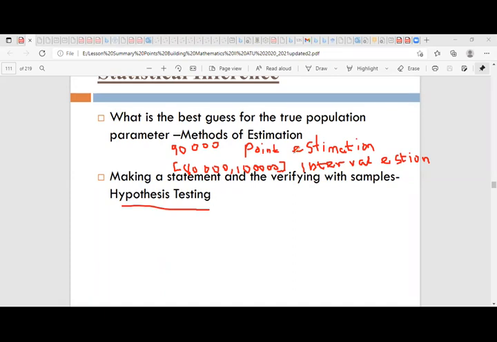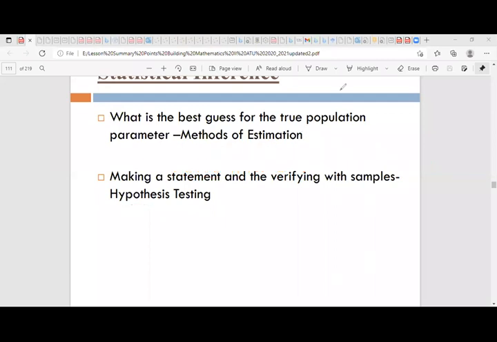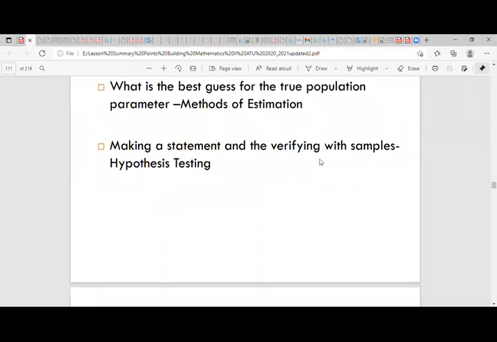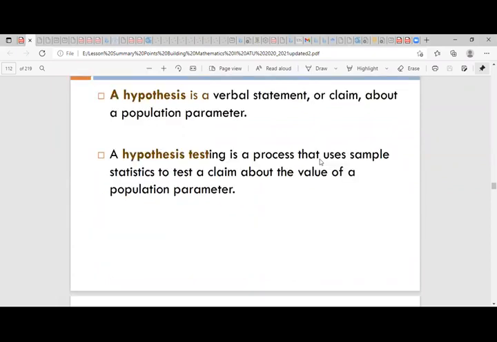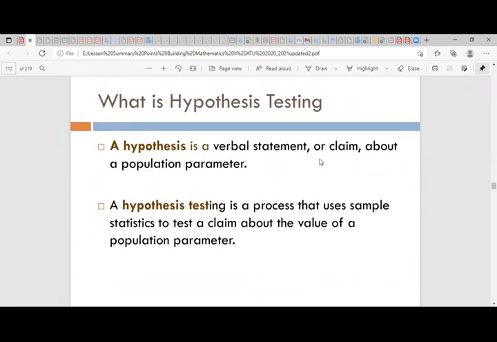Now the question then is, what is hypothesis testing? When we talk about hypothesis testing, first we need to understand what we mean by a hypothesis. A hypothesis is a statement. It's a verbal claim about a population parameter. So for example, Vortic mineral water may claim that the bottled water they produce is exactly 2.5 liters.